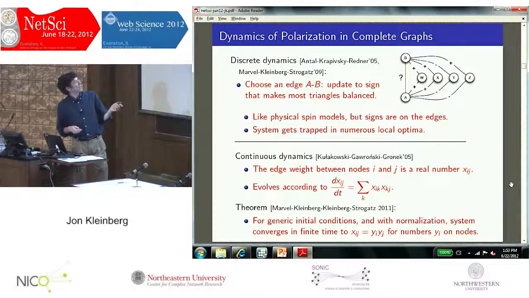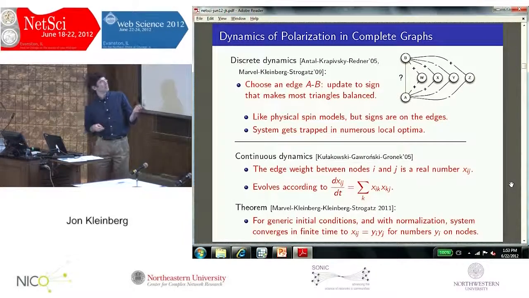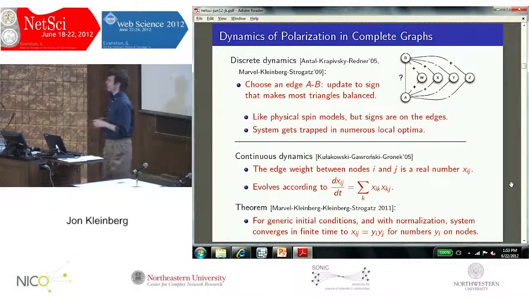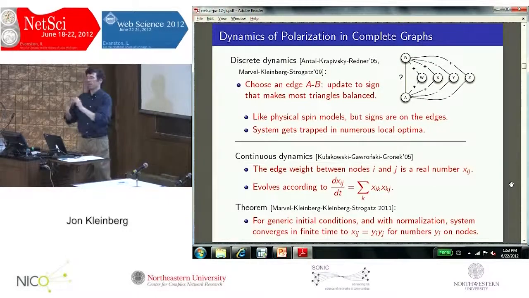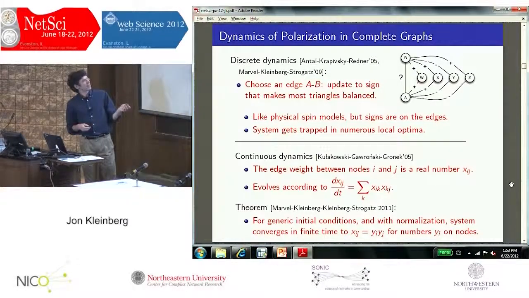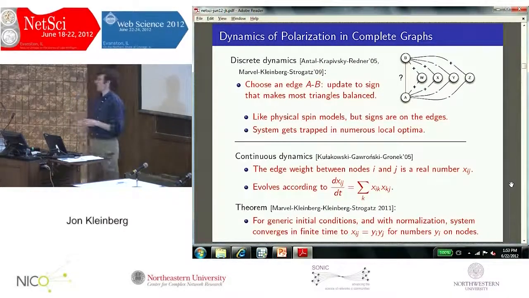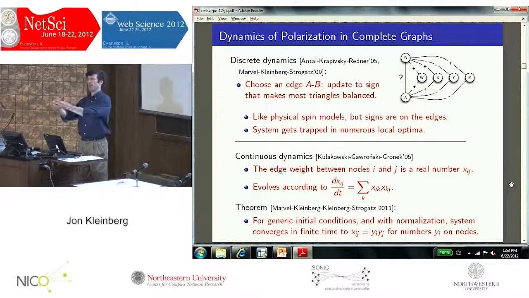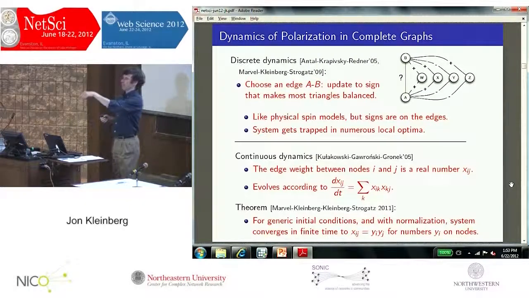The theorem is that for generic initial conditions, if you keep normalizing the values, then in finite time the system converges to a state where each x_ij has a very simple form. I take each node i and assign it a number y_i. Think of it as their position on a one-dimensional spectrum. The convergent value of x_ij is simply the product of y_i times y_j. So if you and I want to decide how we feel about each other in the limit of the system, you see where you are on the spectrum, you see where I am, and we multiply those values.